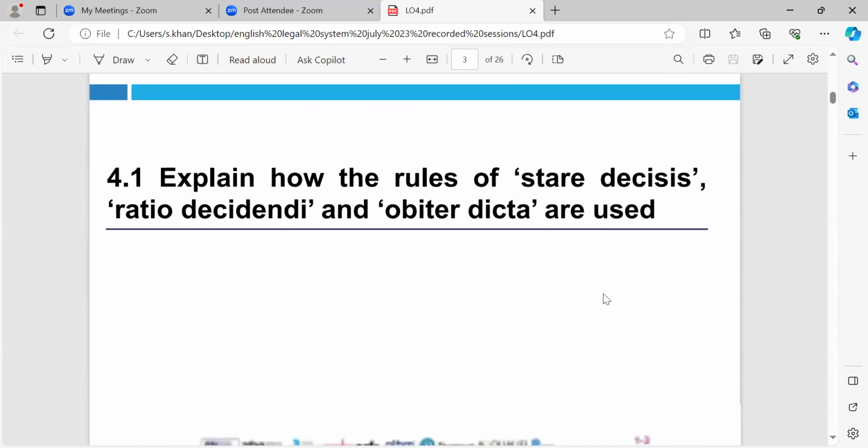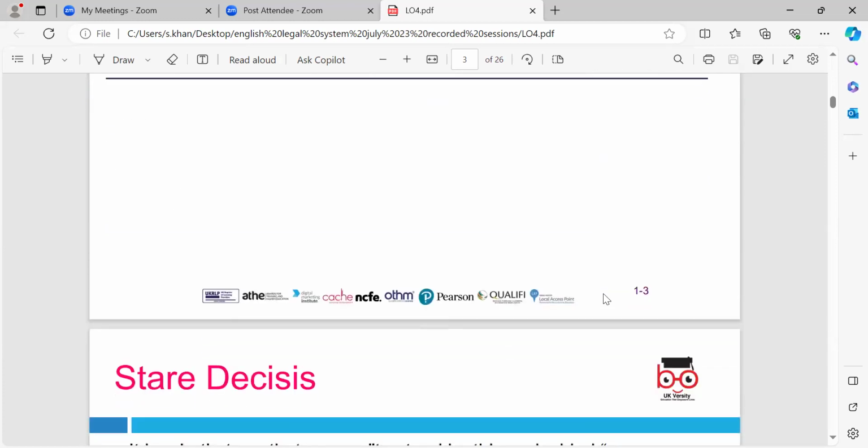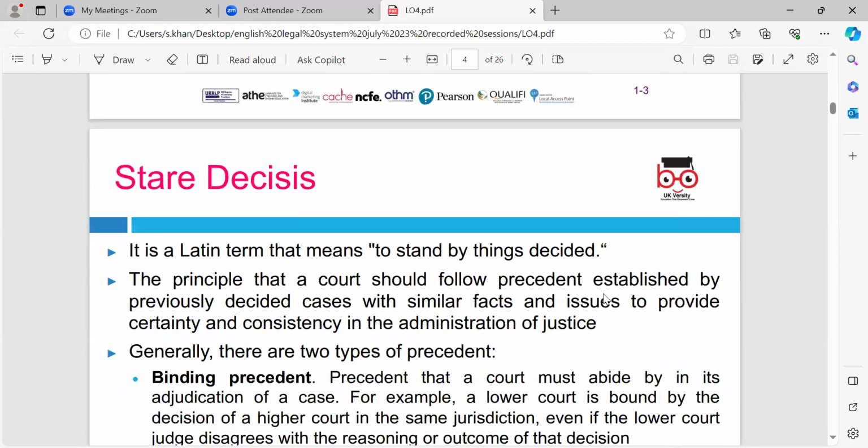So 4.1, explain how the rules of stare decisis, ratio decidendi, and obiter dicta are used. Firstly, we need to identify the principle of judicial precedent, which actually means that court must follow and apply the law as set out in decisions of higher courts in previous cases.